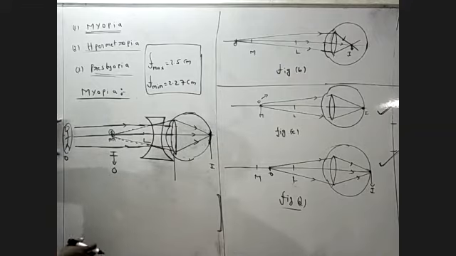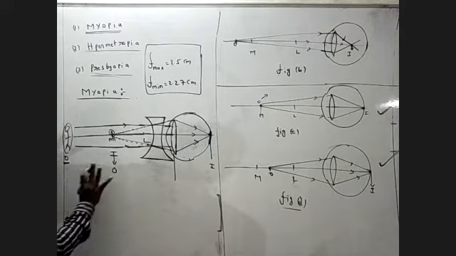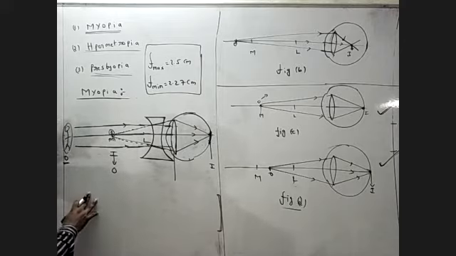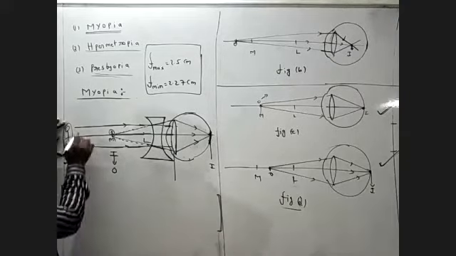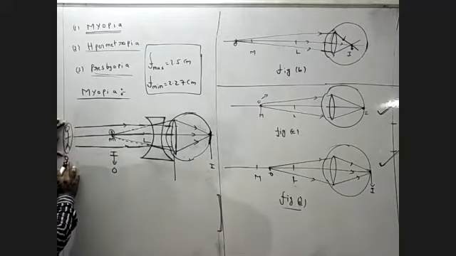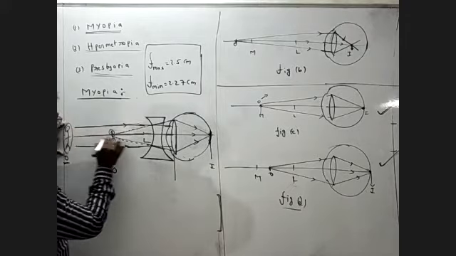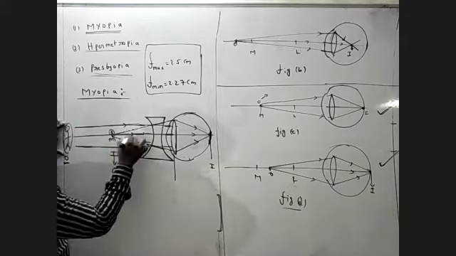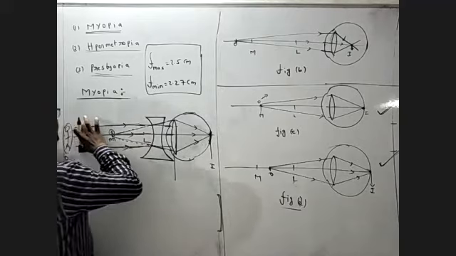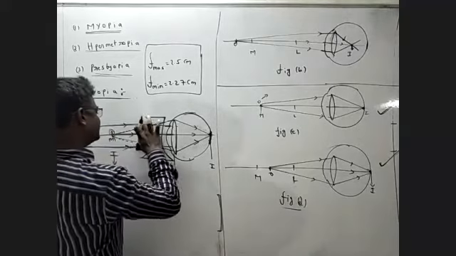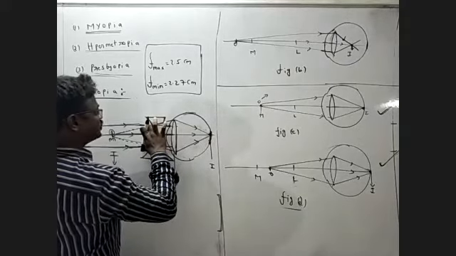Okay now, this is the object. You see clearly. Once again, I'm going to explain. This is the object, and it is placed at infinity. This object is placed at infinity. These are parallel rays. Parallel rays are coming from infinity and strike the convex concave lens.